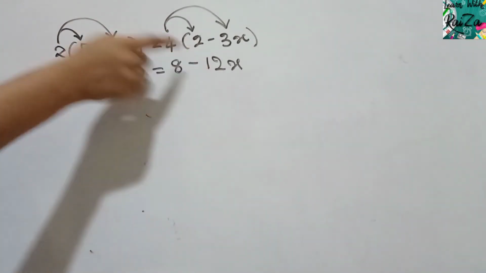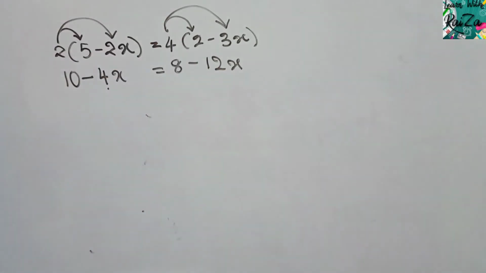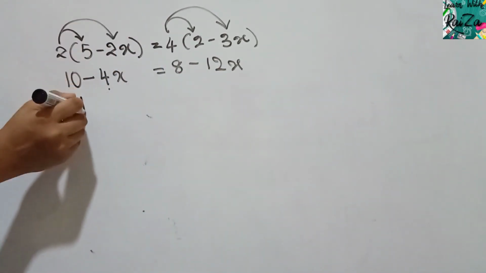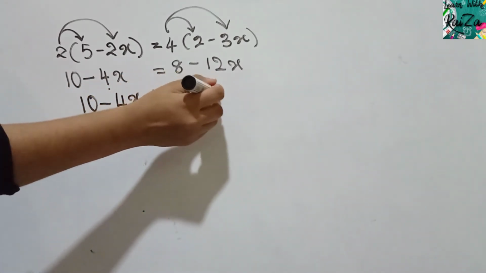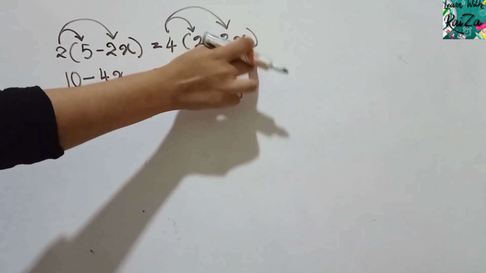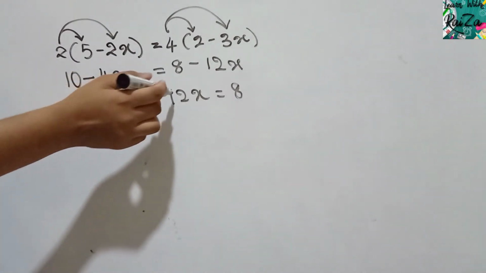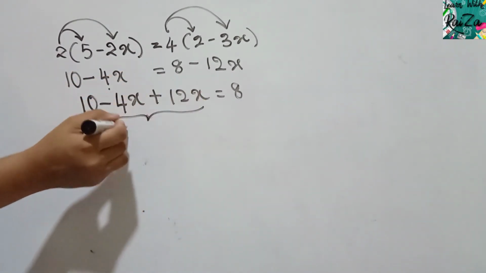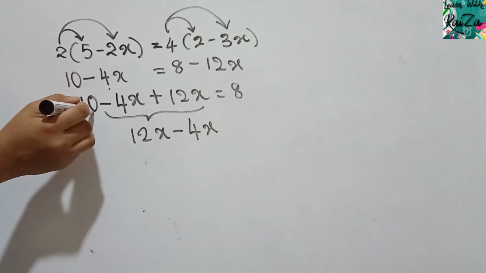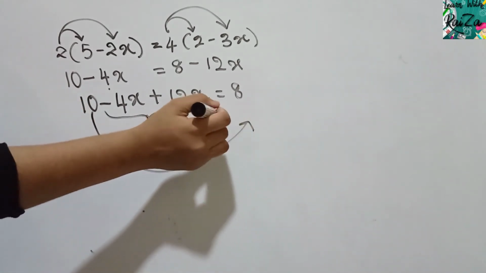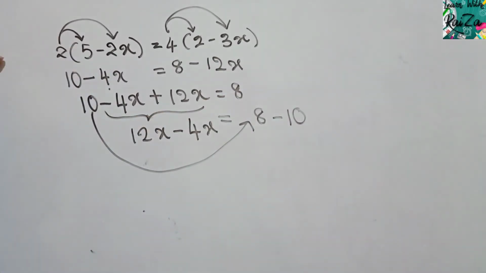So 12 is a negative number here. So it's better we bring this bigger number 12 to a positive side. So then I can take 10 minus 4x plus 12x is equal to 8. So what did I do there? I added 12 on both sides. So automatically this gets removed. Then I can arrange this in the proper manner. How? 12x positive, 4x negative. What happened to this 10? I am taking this positive 10 there. Then it will become a negative 10. 8 minus 10.